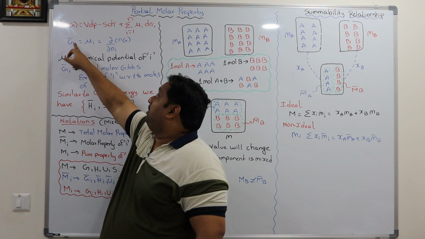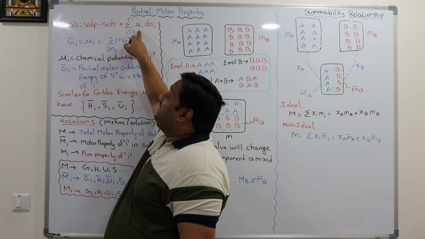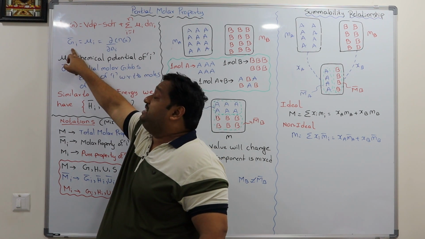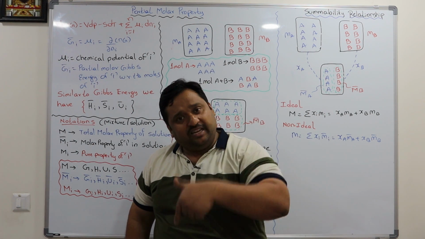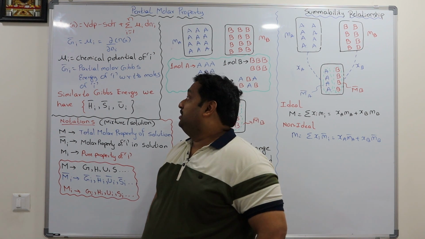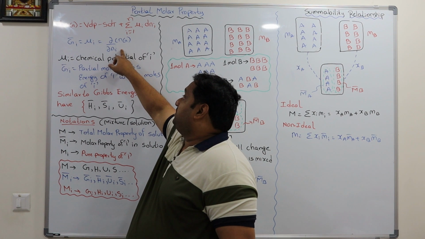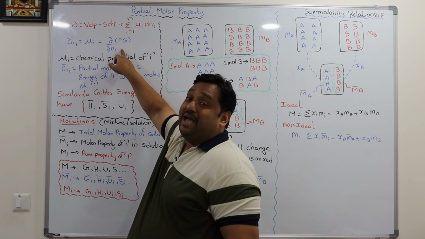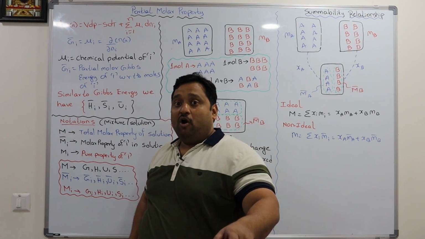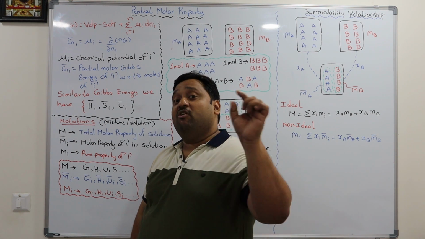The partial molar, that means this mu_i, the other name for the chemical potential, is nothing but G bar i. That is, the partial Gibbs energy in the solution of i is nothing but the chemical potential, which is generally represented by dou G by dou n_i. Any Gibbs energy with respect to its moles is called the chemical potential of i.